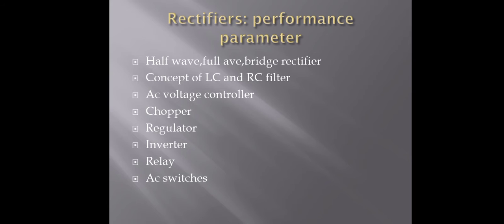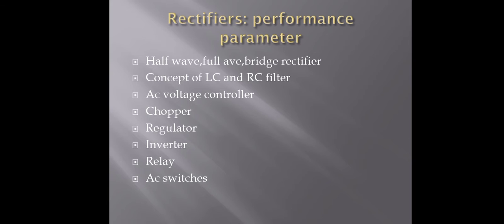Now first we will discuss the diode rectifiers. The main function of a diode rectifier is to convert AC into DC. Rectifier circuits using only diodes are called uncontrolled rectifiers or diode rectifiers. Diodes are extensively used in rectifiers. The rectifier circuits convert an AC signal into a unidirectional signal.